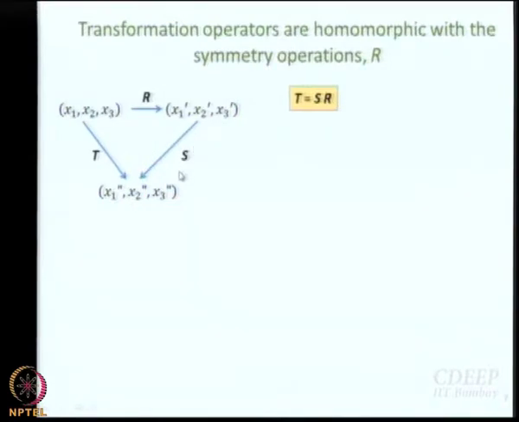Perform S on x1 dashed, x2 dashed, x3 dashed, you get x1 double dashed, x2 double dashed, x3 double dashed, right. And then since T equals SR, I can draw this arrow here and go directly from x1, x2, x3 to x1 double dashed, x2 double dashed, x3 double dashed by operation of T. Will you agree with me on this? OTF in x1 double dashed, x2 double dashed, x3 double dashed is F in x1, x2, x3.